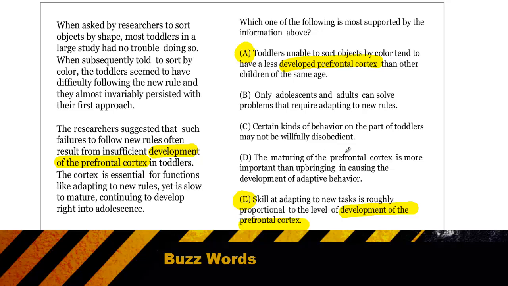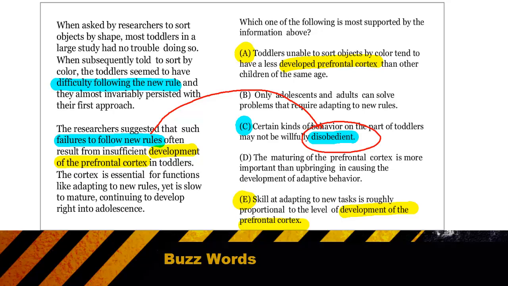The correct answer in this case ends up being C. But most students are uncomfortable with C because of this word disobedient. And they argue that, well, disobedient was not in the passage. And while the passage does not say the word disobedient, it does talk about difficulty following the new rule and failures to follow new rules, which again is the very definition of being disobedient.